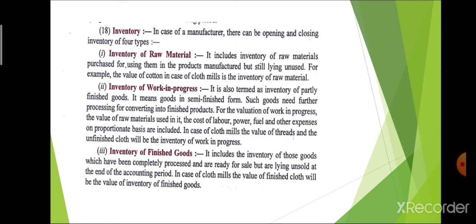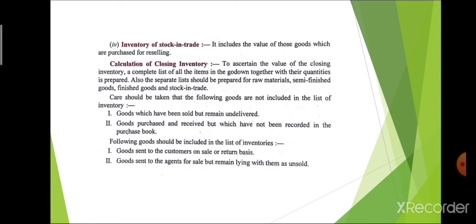Inventory. In case of a manufacturer, the opening and closing inventory may be further classified into four parts. The first one is inventory of raw material. The second one is inventory of work in progress. The third one is inventory of finished goods. And the fourth one is inventory of stock in trade.